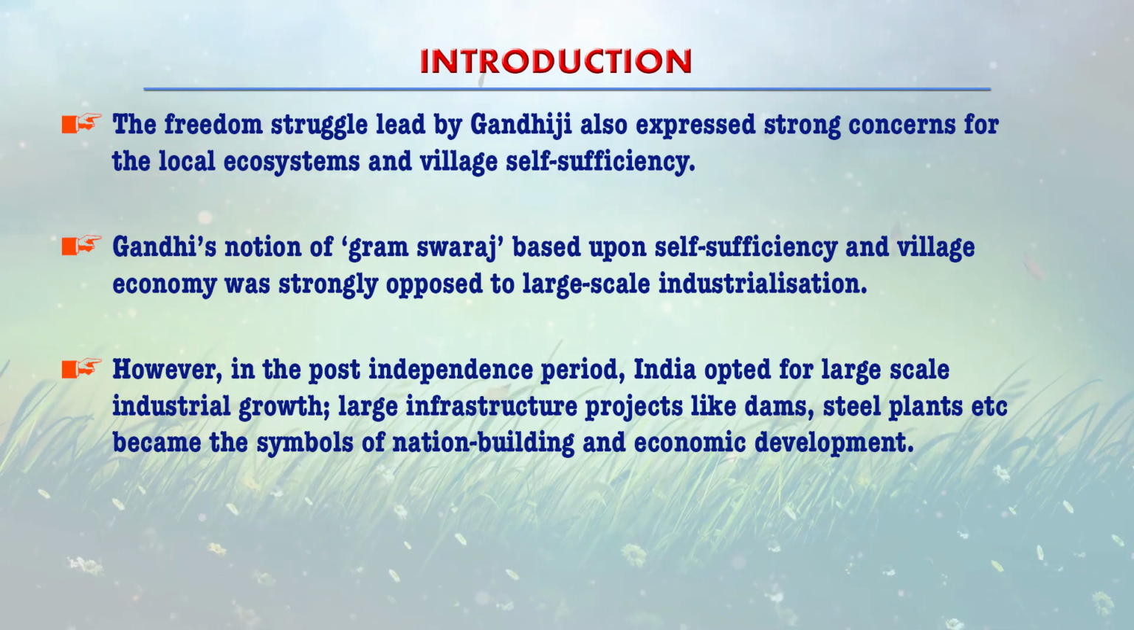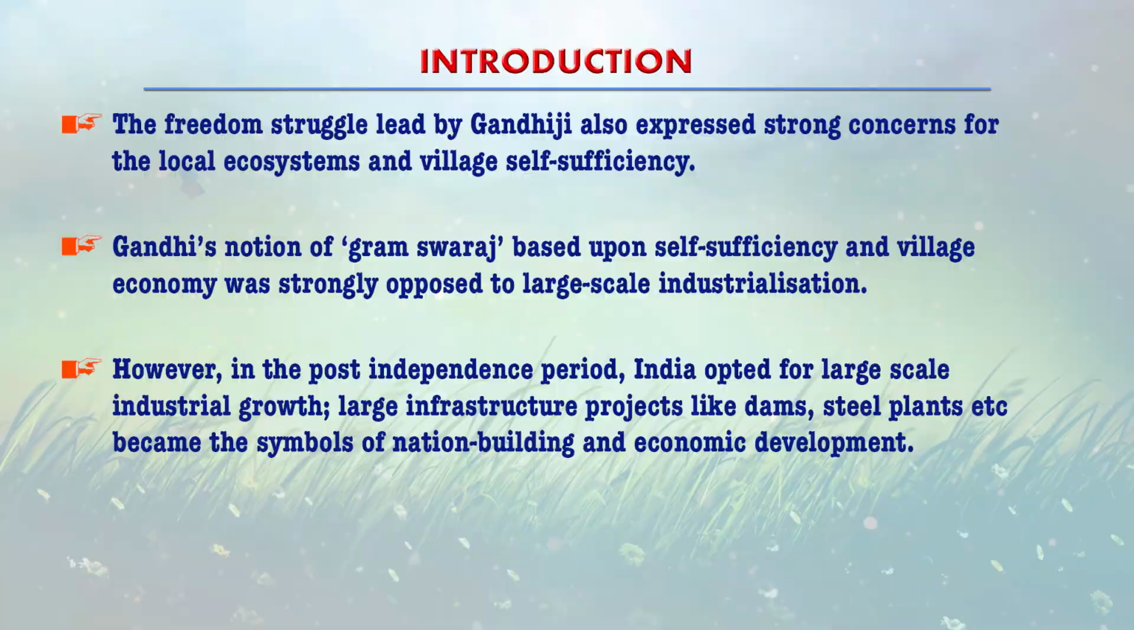Large infrastructure projects like dams, steel plants, etc. became the symbols of nation building and economic development. Now, while these projects were basically aimed to pull India out of its endemic poverty, we also find that on the flip side, this led to a displacement of local communities, destruction of habitats and livelihoods, and resulted in a number of environmental justice movements emerging on the ground in order to preserve the 3 J's, Jal, Jangal and Zameen, that is water, forests and land.